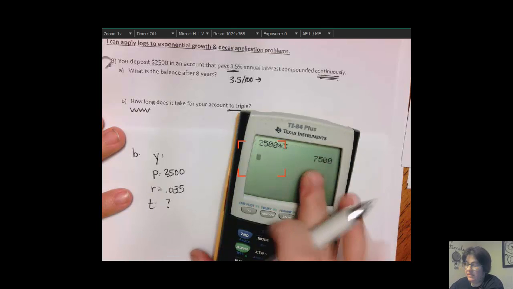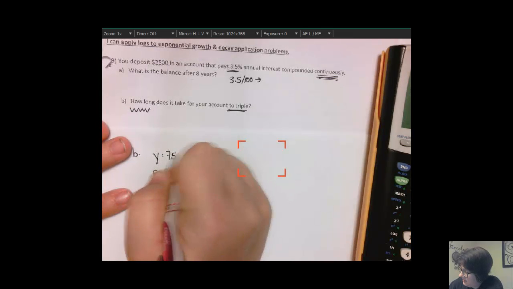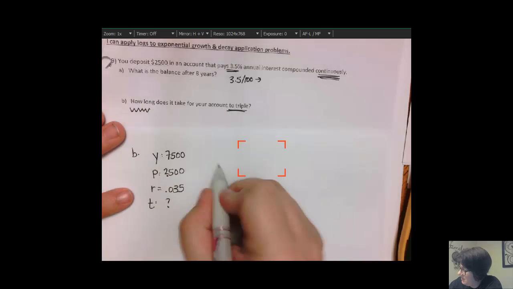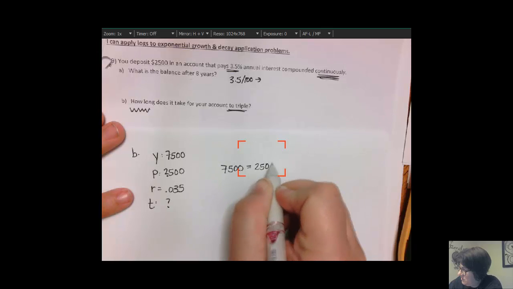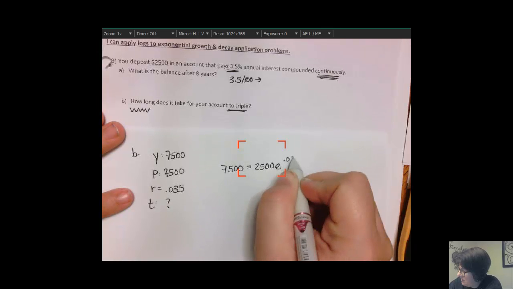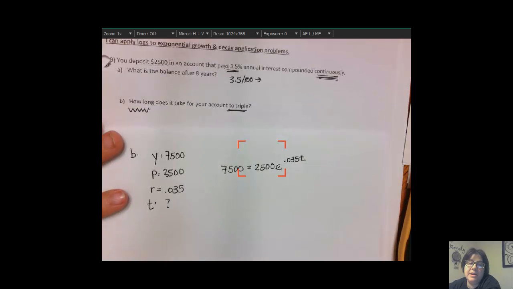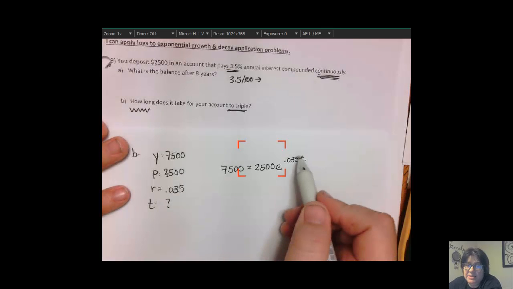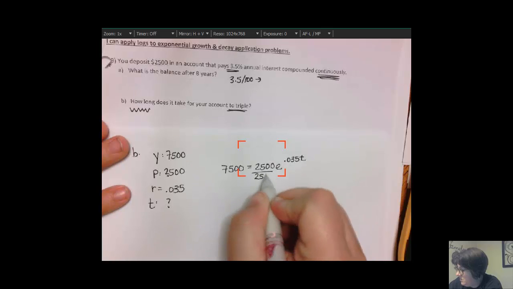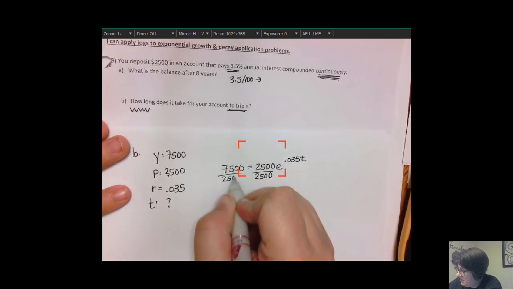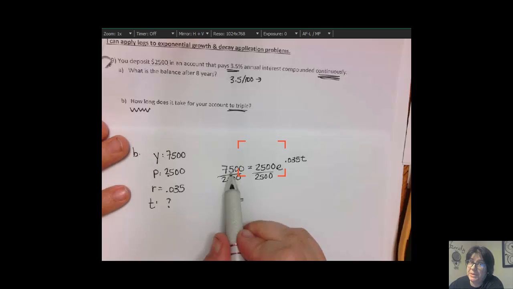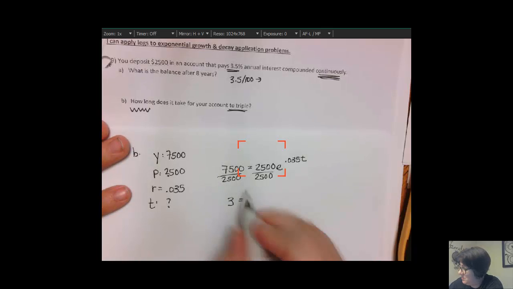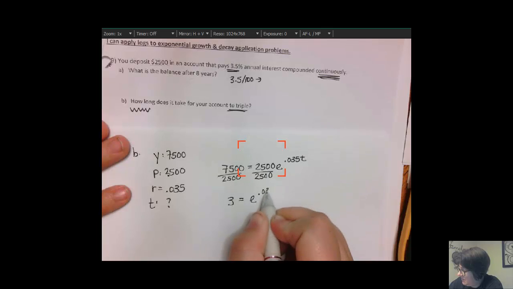So 7,500 there for your end. Set up your equation: 7,500 equals 2,500 e to the 0.035t. We've got to solve this. We're going to use a log because the variable is in the exponent. So divide by 2,500. Well, that's weird, you got 3. It's not weird because 7,500 we got by tripling. So the ratio should be 3 equals e to the 0.035t.